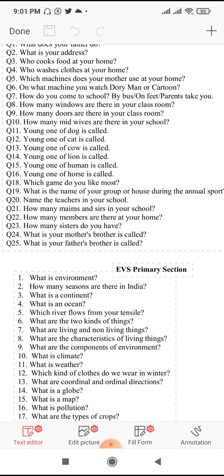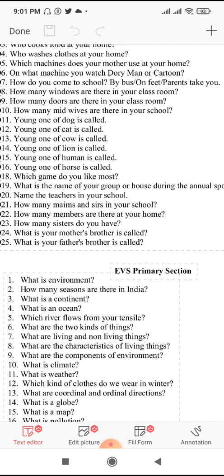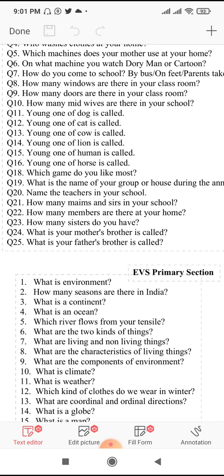How many members are there in your home? How many sisters do you have? आपकी कितनी बहनें हैं? What is your mother's brother called? My mother's brother is called maternal uncle. What is your father's brother called? My father's brother is called paternal uncle.